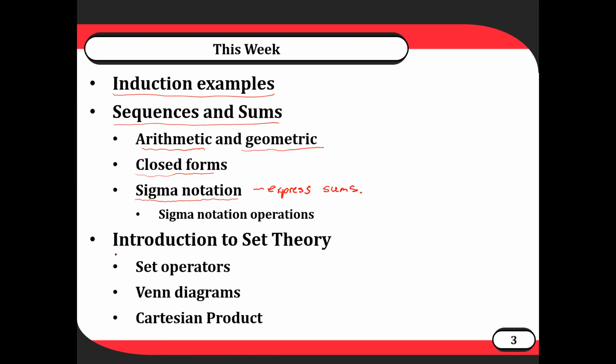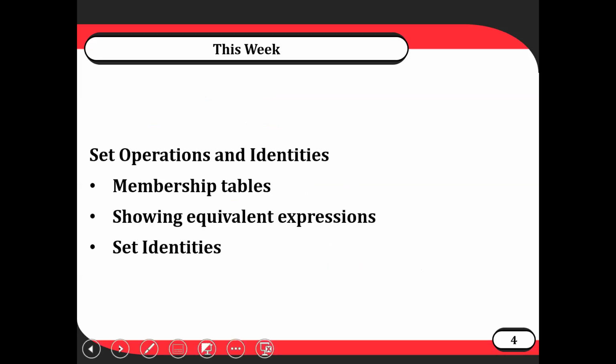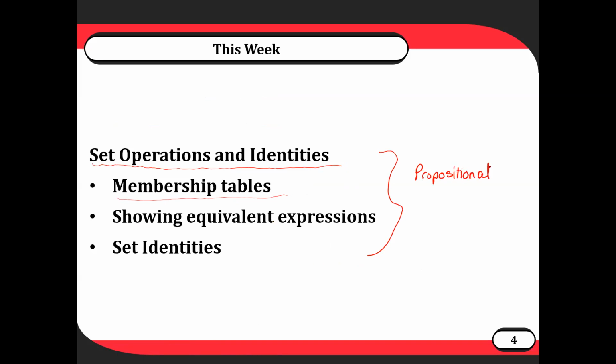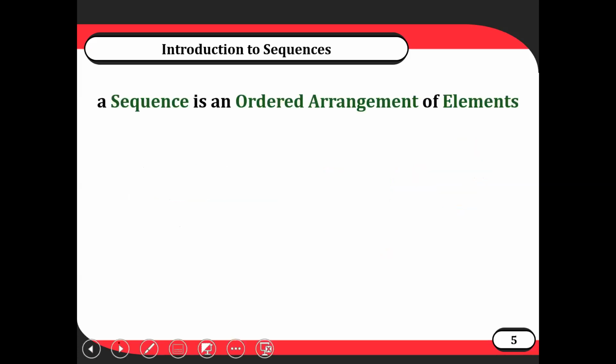And then we're going to go to introduction to set theory. We're going to look at set operators, Venn diagrams, and Cartesian product. Set operators are just a set of operators that turn our sets into propositions or other sets. But we'll see that. And then if there's time, we're going to get into set operations and identities: membership tables, equivalent expressions, and set identities. You're going to recognize a lot of this from propositional logic. It's very, very similar to it, so a lot of that's going to be familiar, and it's possibly going to feel like review.